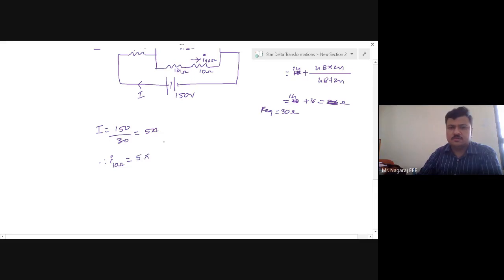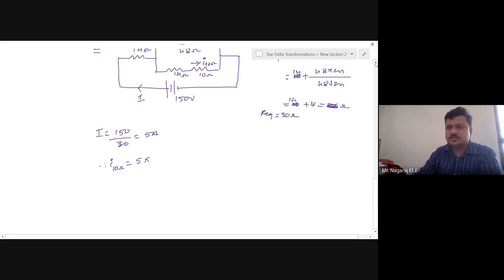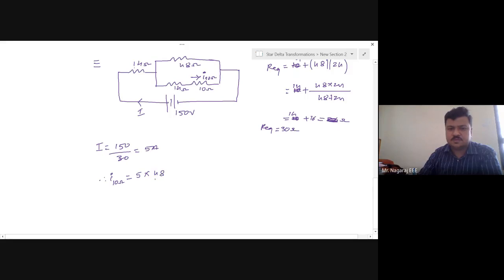And I 10 ohm is simple. Now 5 into opposite resistance is 48 divided by 48 plus 14 plus 10. This comes out to be 3.33. So this is the current flowing in the 10 ohm resistance.